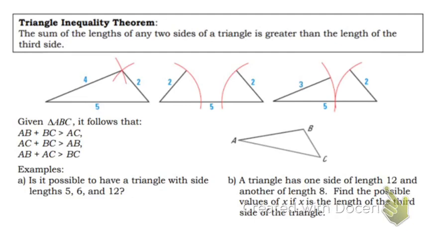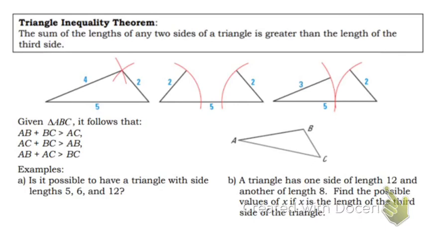So these are some examples. AB plus BC has to be greater than AC. AC plus BC must be greater than AB, and AB plus AC is greater than BC. You have to check all three scenarios. So that is basically, is 4 plus 2 bigger than 5? Is 5 plus 4 bigger than 2? Is 2 plus 5 bigger than 4? You have to check all three to make sure a triangle is even possible.